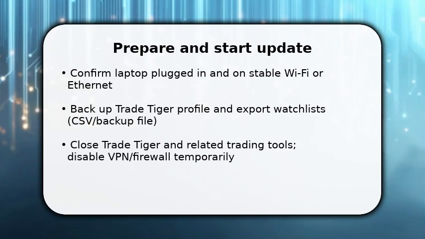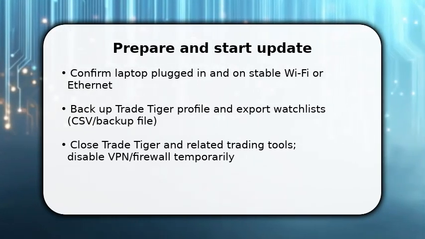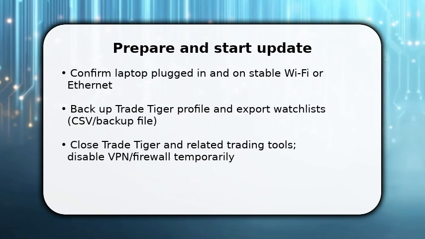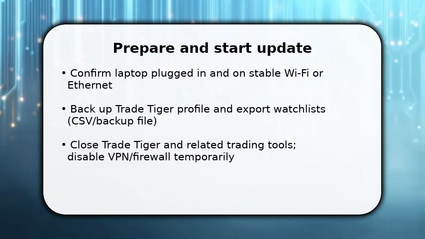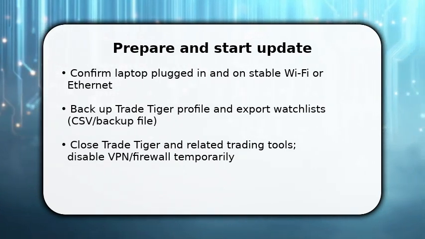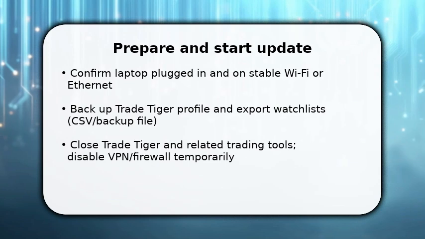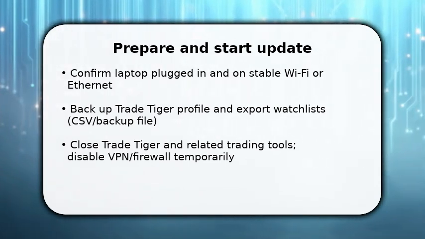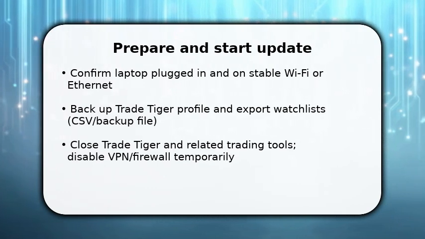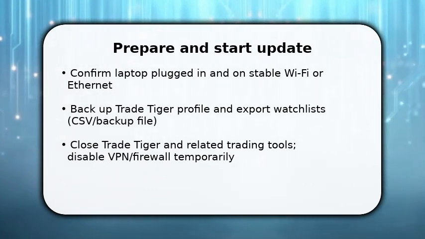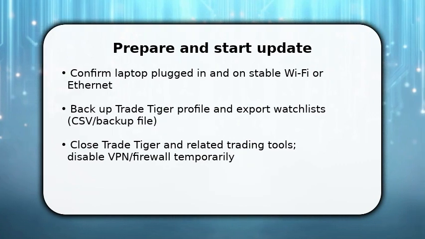You begin by making the environment stable. Plug in your laptop and use a wired or reliable Wi-Fi connection to avoid interruptions. Once done, export your Trade Tiger settings and watch lists to a backup file so you can restore quickly if needed. Now quit the application and temporarily disable any VPN or personal firewall that might block the installer. This sequence reduces risk and ensures the installer can reach servers without being blocked.